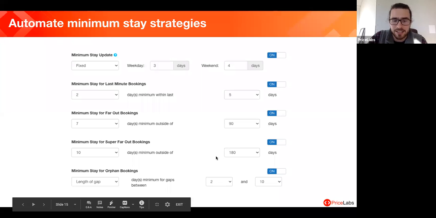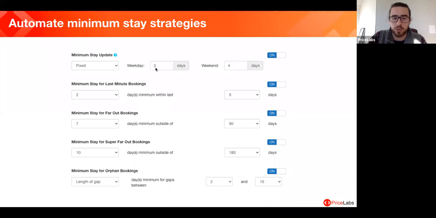But for instance, you could say, hey, my typical minimum stay is 3 nights on weekdays and 4 nights on weekends. But if someone's booking more than 90 days in advance, I want to only allow a minimum stay of 7 nights. So this way you're requiring longer bookings further out to really fill in your calendar with those big chunks, so that someone doesn't come in and, let's say, book a 2-night stay in your high season that blocks someone from taking a 2-week stay.